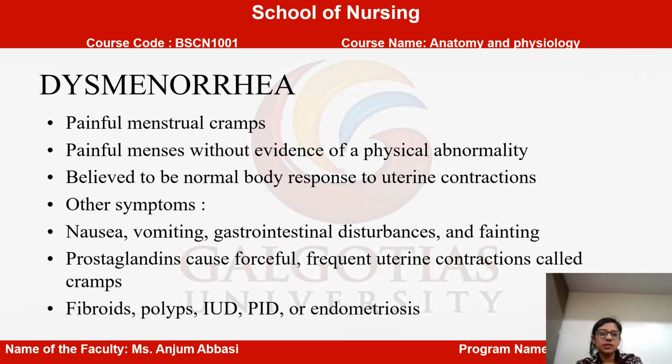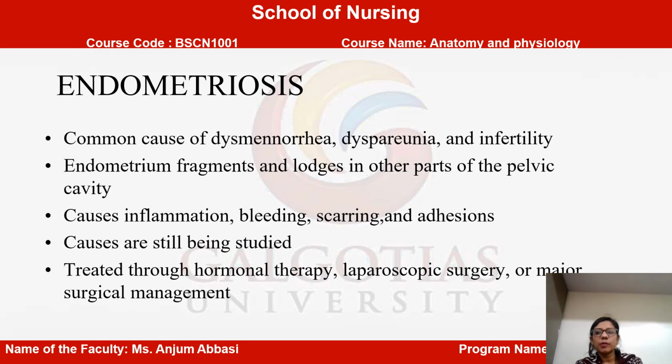Next, what are the other symptoms for this? Nausea, vomiting, GI disturbance, fainting. Prostaglandin causes forceful frequent uterine contraction, which is called a cramp. Apart from this, it may be because of fibroid, polyps, IUD, PID, or endometriosis.